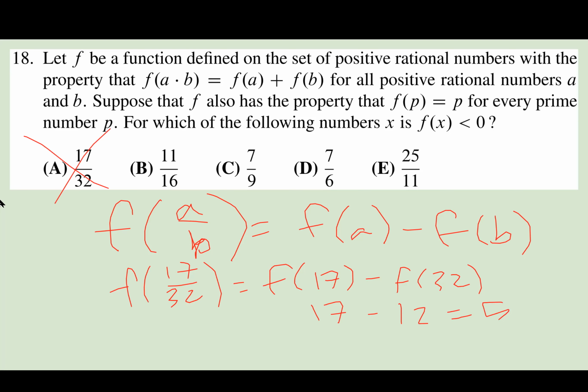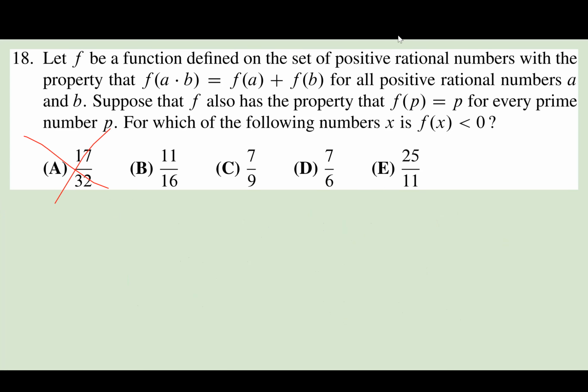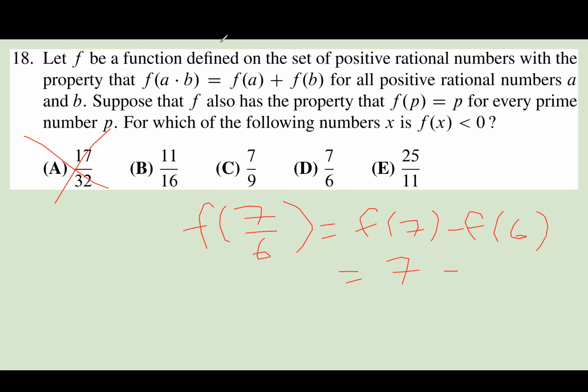So we'd have to go through each answer choice and figure out which one would work. So to save time, I'm just going to go right to the correct one, which is D. So f of 7 over 6 would be f of 7 minus f of 6, which would be 7 minus, oh, no, I'm sorry. The answer is E, sorry.